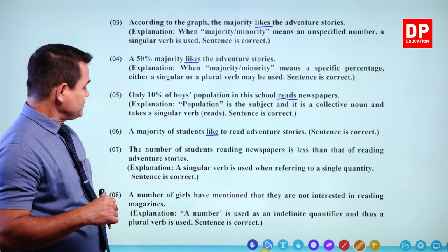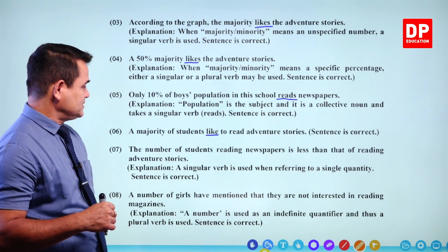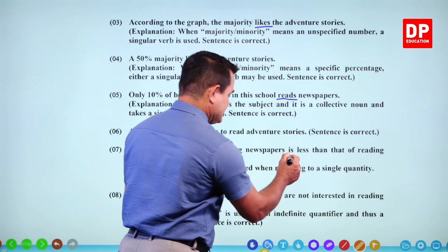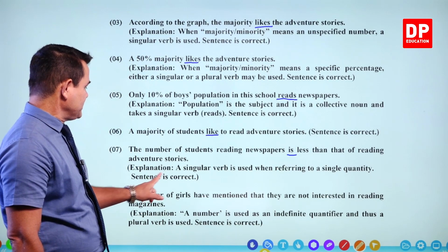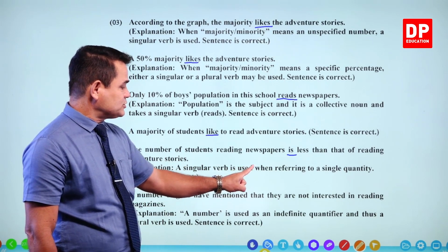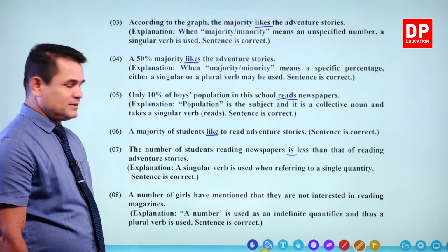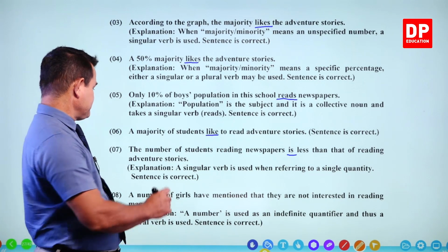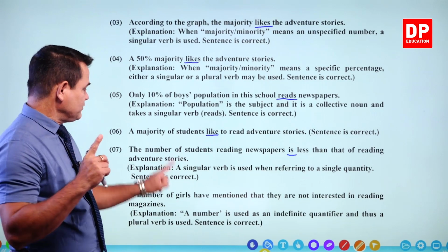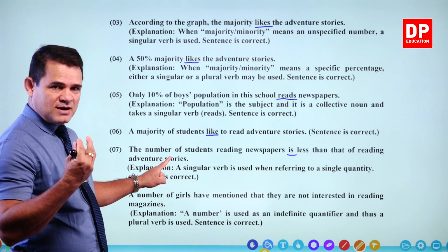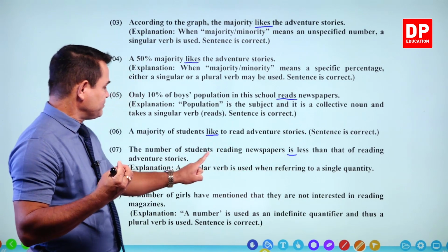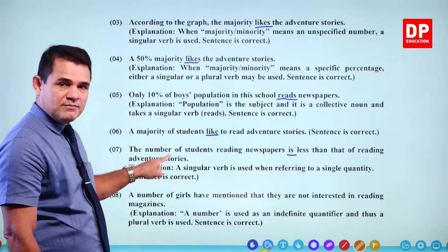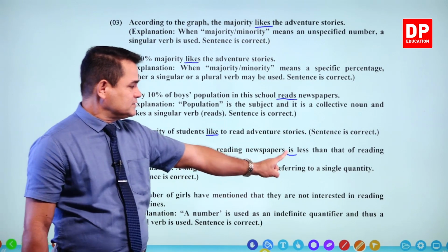And next one. The number of students reading newspapers is less than that of reading adventure stories. Here is singular. What is the reason? Explanation: a singular verb is used when referring to a singular quantity. Singular quantity, that means the number of students reading newspapers. The number, සංඛ්‍යාව, singular. We are talking of the number, singular quantity. ප්‍රමාණයක් කියන්නේ. එහෙනම් එතන ඒක වචනෙන් ගන්නෙ. එතන plural කියලා don't use are less than කියන්නේ නැහැ. You are talking of not the students, actually the quantity, number. Number සංඛ්‍යාව, that means singular, then singular.